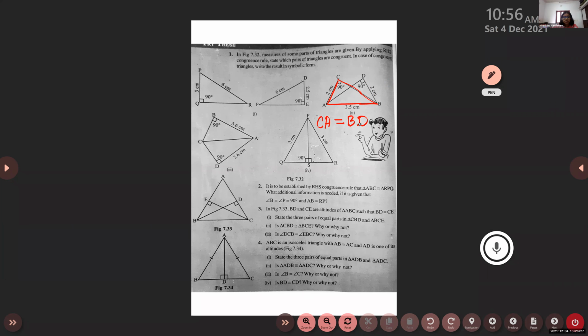AB is equal to AB. BA or AB is equal to AB, isn't it? That is the same line, common for both triangles, isn't it? That line is common for the triangles. So we can say that AC is equal to BD, 2 centimeters. Then AB is equal to AB itself.